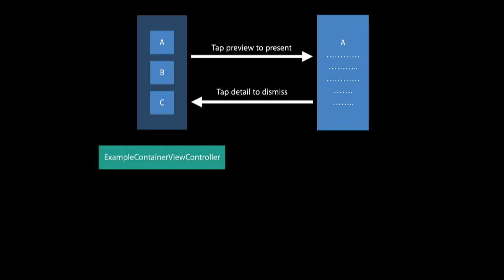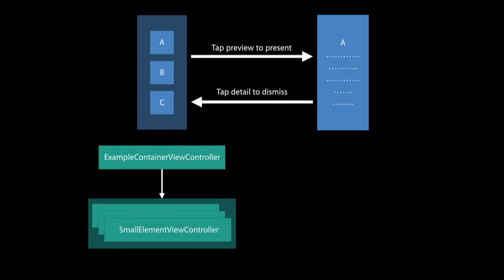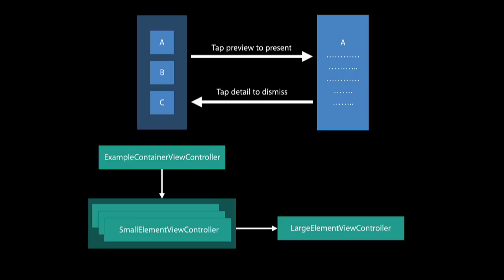So when I tap on one of these items that's going to be a preview, I will present another view controller that shows the full text. Then when I tap on that thing again, we'll dismiss it, it'll go away. So I'll do this by having my ExampleContainerViewController have 3 small element view controllers. I'll define this later. When we tap on that thing, we'll create and present a new large element view controller. Now, if my app is big enough, I don't have to do all that.